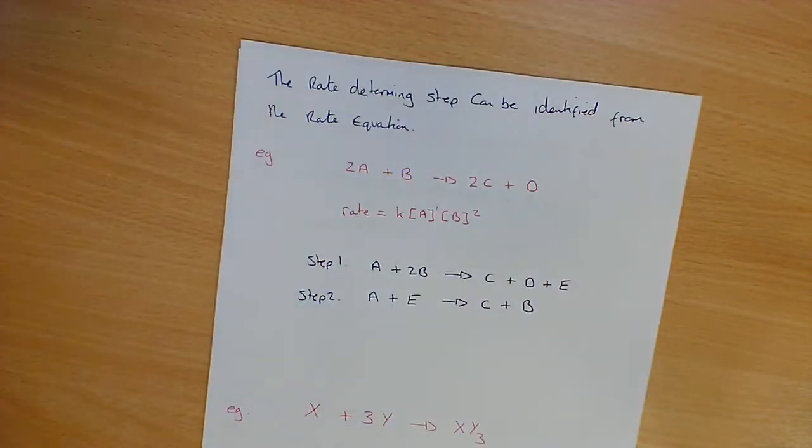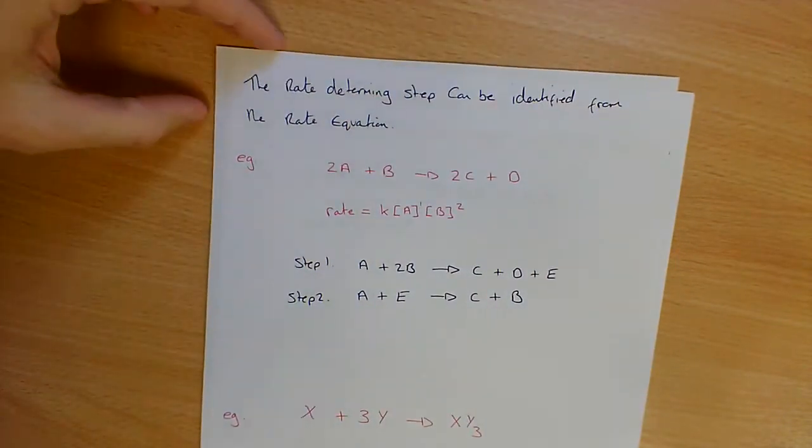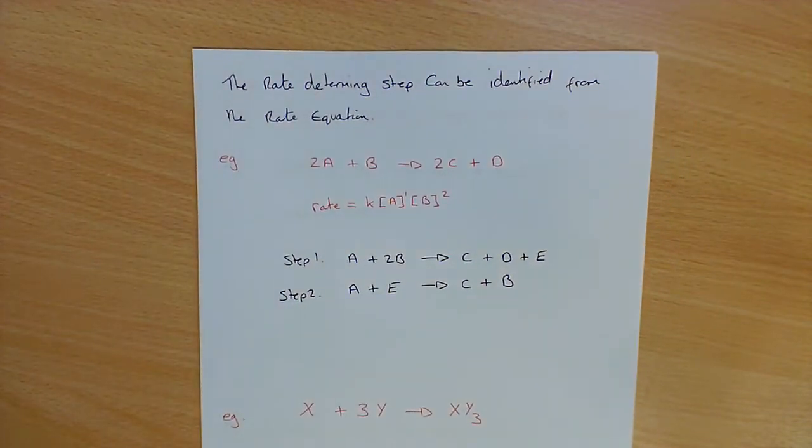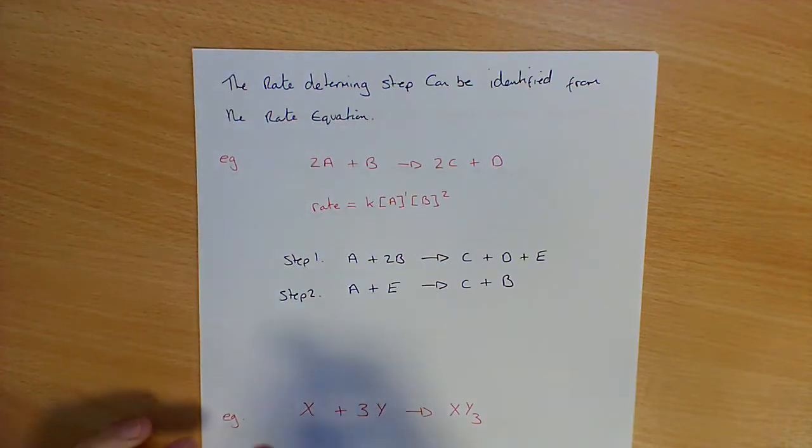So we can use the rate equation to identify a few things. Number one, as long as we have the balanced overall equation and the rate equation, we can say straight away whether it is or isn't a multi-step reaction. The other thing we can do is, if we know the steps or the mechanism stages, use the rate equation to identify which one is the slowest step and therefore the rate determining step. And we can also use the rate equation to construct possible mechanisms and possible steps to a reaction. So we have an example here.